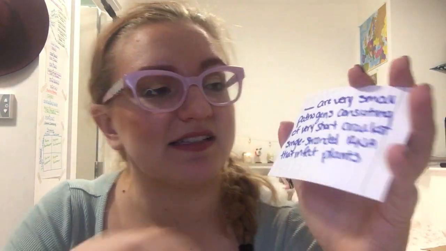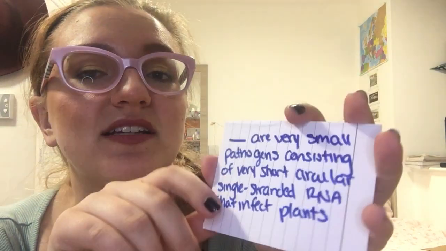Very, very scary disease. And then blank are very small pathogens consisting of very short, circular, single-stranded RNA that infect plants. And those ones are the viroids. So prions are the ones that infect animals, and viroids are the ones that infect plants.